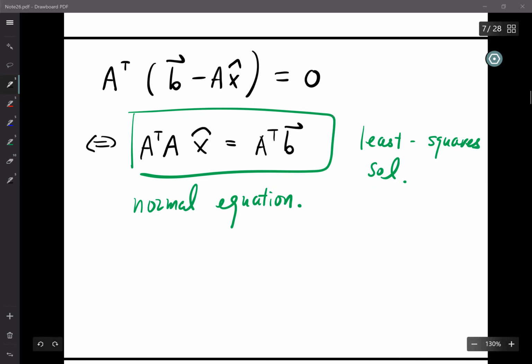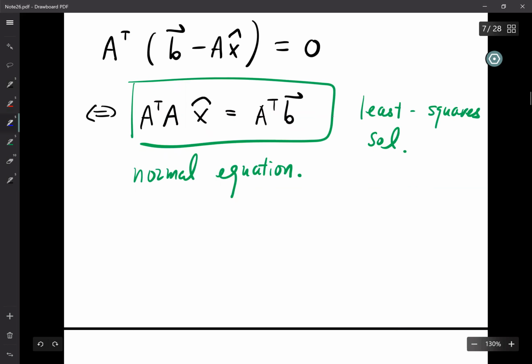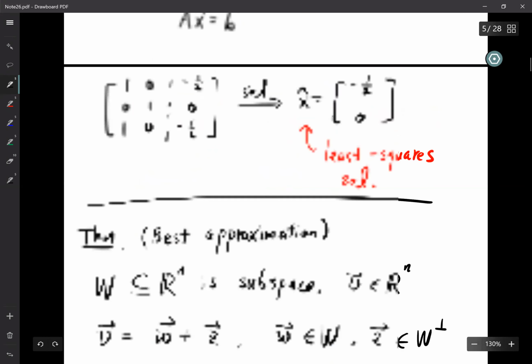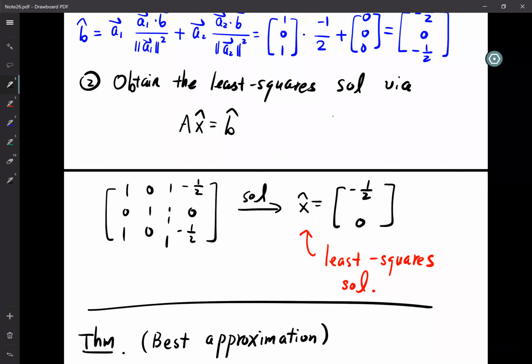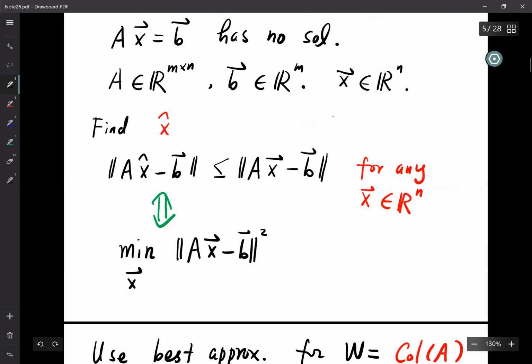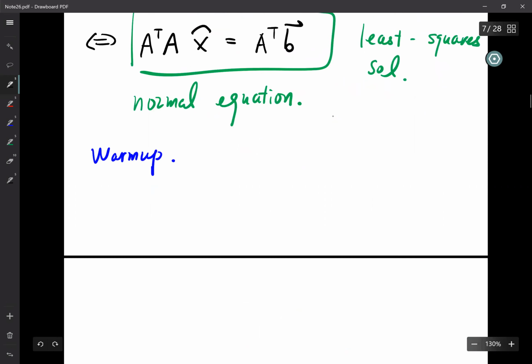Okay, so let us now go back to the warm-up problem. We used one way to solve it, which is this. Now, what I would like to do is compute A transpose A and compute A transpose B, to confirm that we get the same solution, which is x hat equals minus 1, 0.